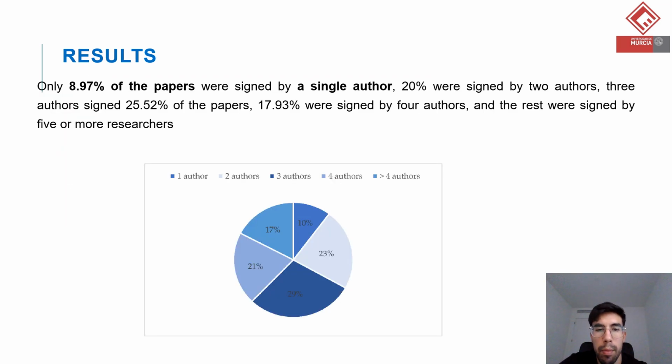Only 8.97% of the papers were signed by a single author. 20% were signed by 2 authors. 3 authors signed 25% of the papers. 17% were signed by 4 authors, and the rest were signed by 5 or more researchers. All of the results are until the end of 2021. It's important to remember that.